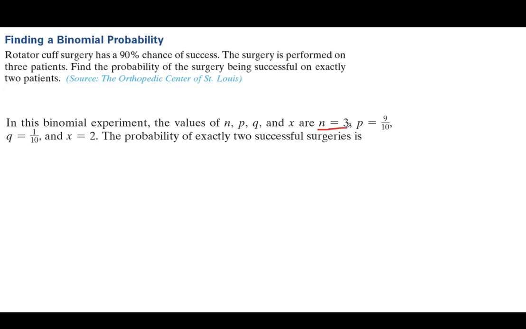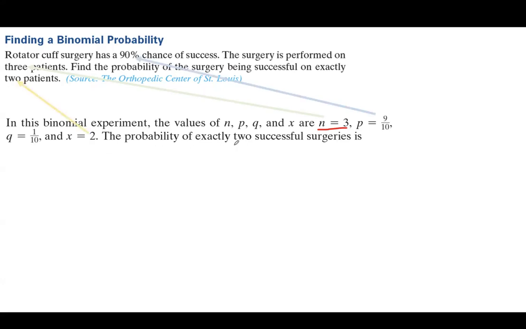N is the number of trials. We have 3 patients. P is the probability of success, which says 90%. 90% can be written as 9 divided by 10, or 90 divided by 100. You can get rid of the 0. Q, or the probability of failure, which is 1 minus 90%, is just 10%, or 1 divided by 10. X is the number of successes because it says 2 patients. So X is equal to 2.